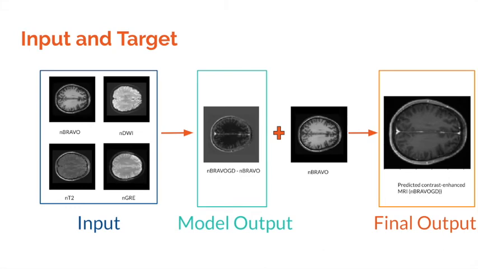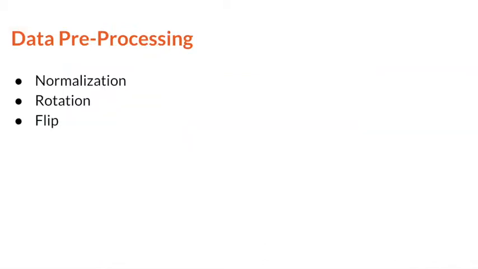We have about 500,000 slices of those non-enhanced images, and we have about 100,000 slices of the enhanced images. To improve the generality of our model, we're doing normalization, rotation, and flipping on the non-enhanced images to make sure that our model can generalize on images that have different orientations and on different scales.